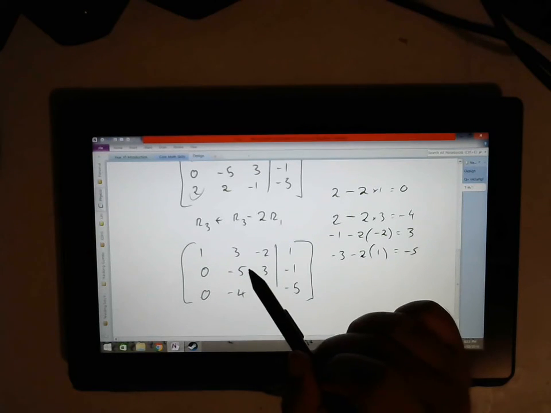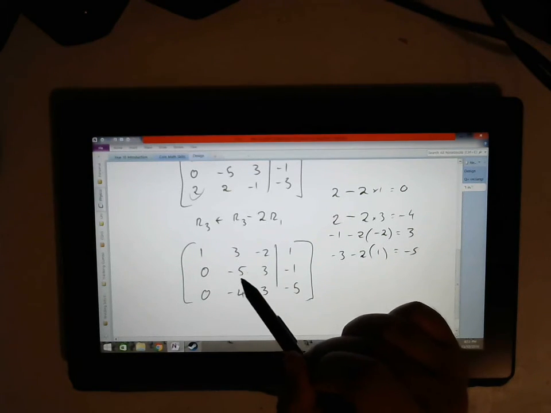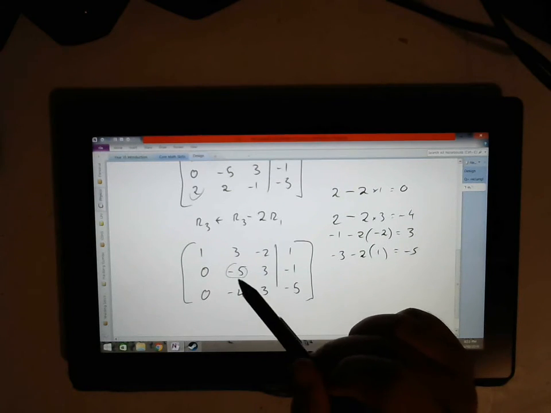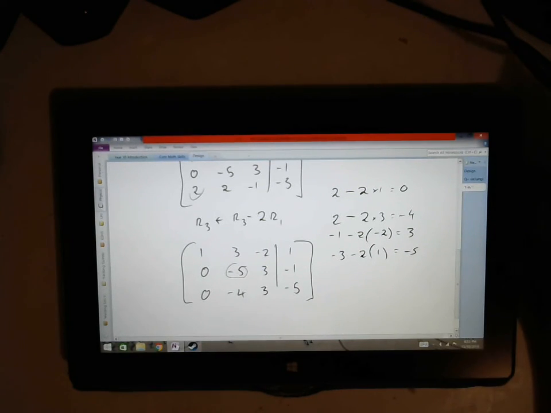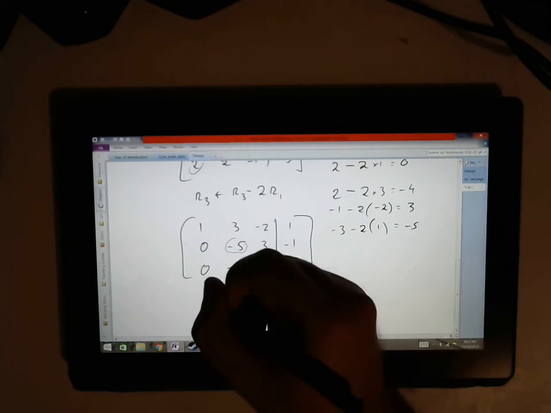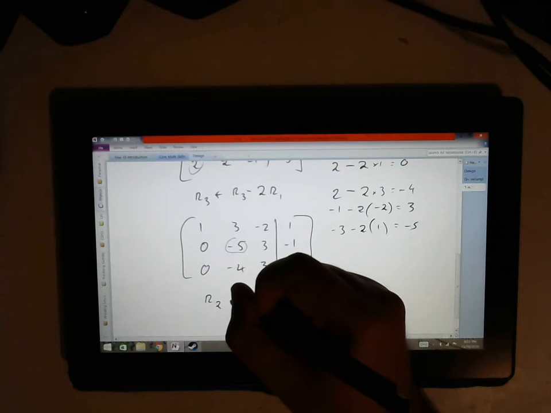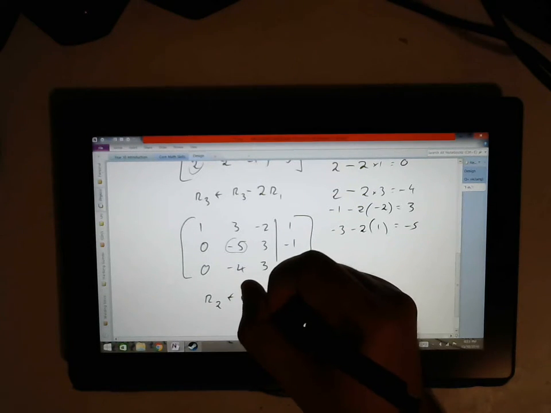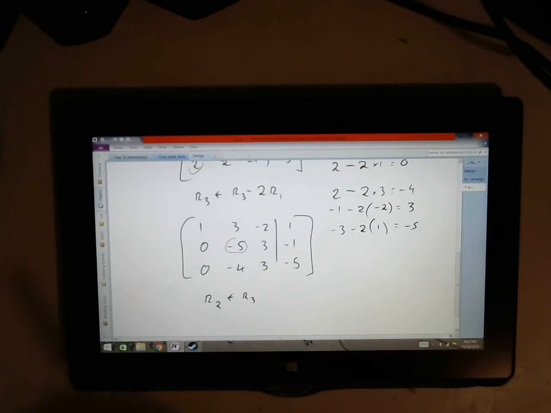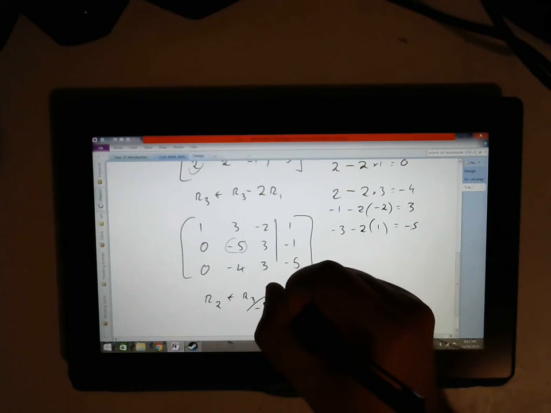Okay. Now our next thing to do is we need to turn this number here into a 1. And the easiest way to do that, just divide by itself. We don't need to do anything fancy. So I'm just going to go, alright, well, R2 becomes R3. So we can't subtract another row from it. We could subtract multiples of R1 from it, but all I really need to worry about is just dividing by a certain number. So in this case, I'm just going to divide by minus 5.